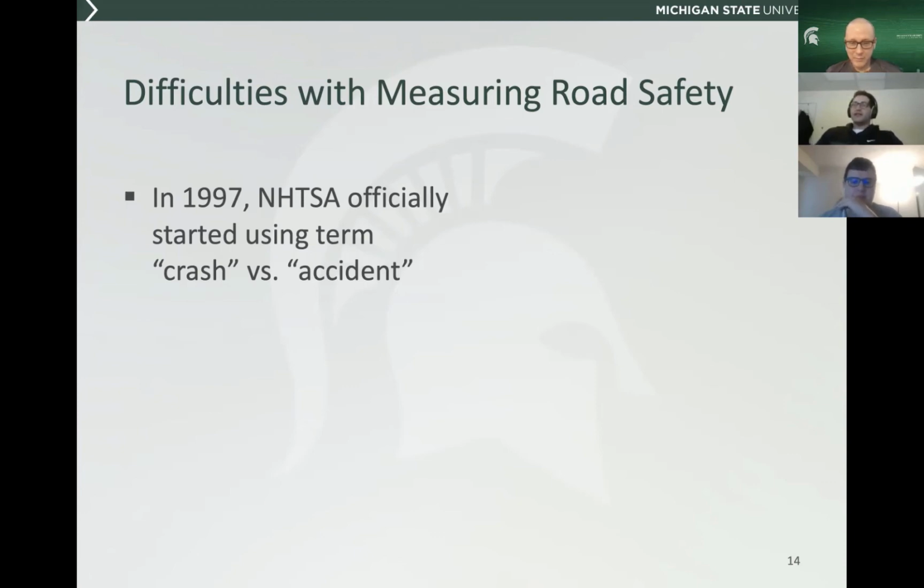An accident implies that the driver didn't make an error, right? It's just, oh, it was bad luck, bad circumstance, basically. And that nomenclature is still widely used today.